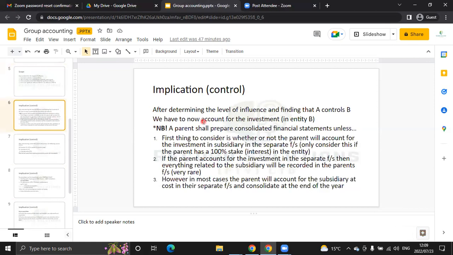So what's going to happen when entity A buys entity B, so controls entity B, and we know it's going to prepare consolidated financial statements? Entity A obviously has to record something. Entity B will not record anything because it's not issuing new shares. It's just existing shares that we bought from other shareholders. So this acquisition has no impact on the statements of B.